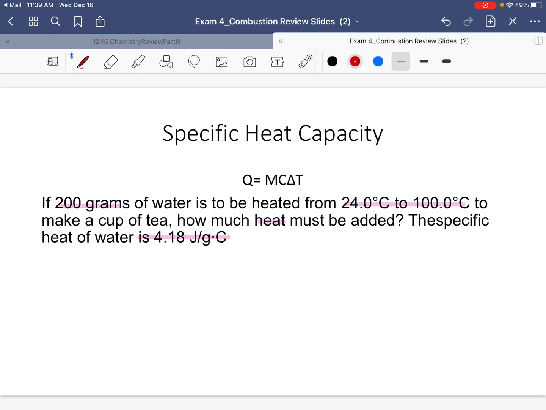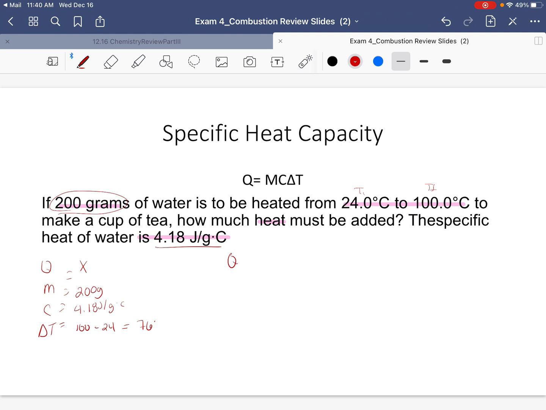So again, we use the same process. This is very similar but different. Our formula is Q equals MCΔT. So again, I do not have joules here. So Q is my X. My mass is 200 grams. My specific heat is 4.18. So close, guys. At the beginning of the video, I think I said 4.81. And then the change in temperature, here's my temperature final and my temperature initial. So I have 100 degrees minus 24 degrees, and that'll give me my change in temperature. So I have a total of 76 degrees.